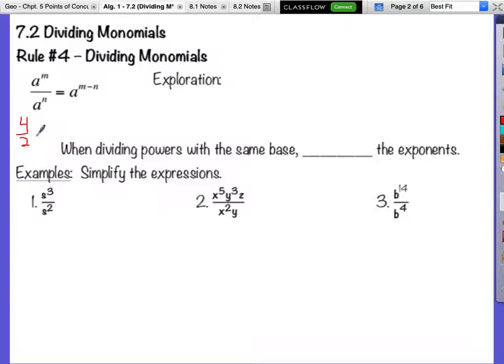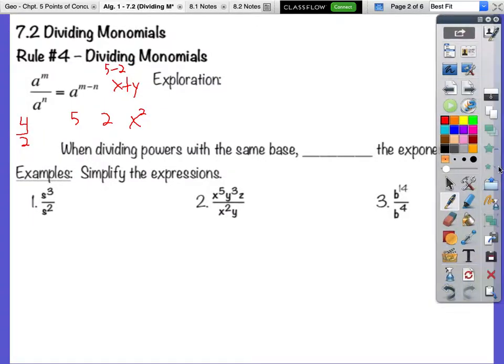So a monomial, 5 is a monomial, 2 is a monomial, x squared is a monomial. It's just one term. But an example of one that wouldn't be, don't write these down, would be x plus y, or 5 minus 2. Whenever there's the plus or minus sign, that's when it changes. If something is separating it, then it's not a monomial. Exactly right.